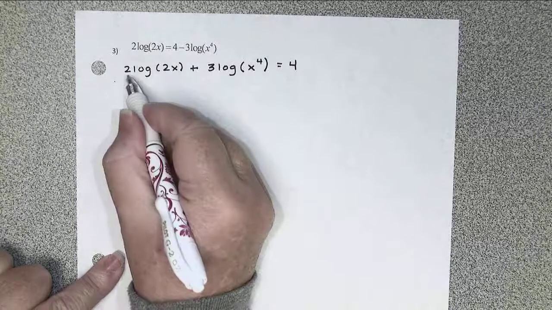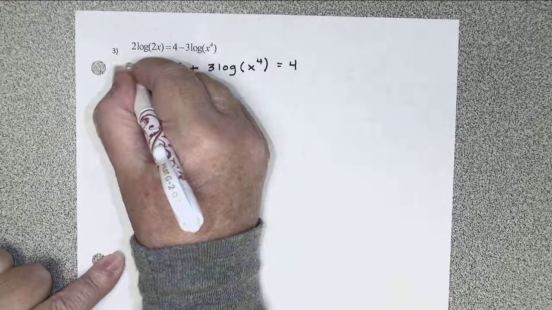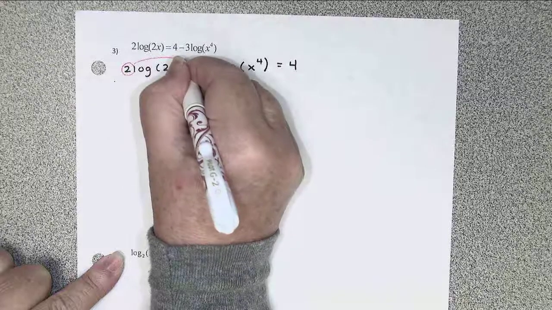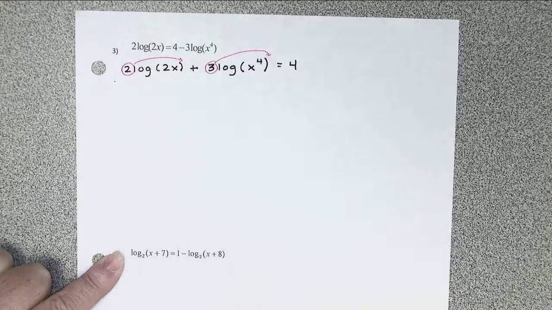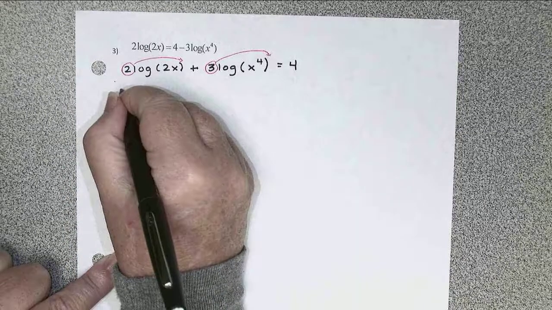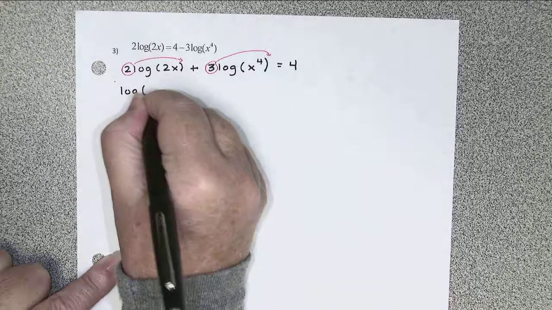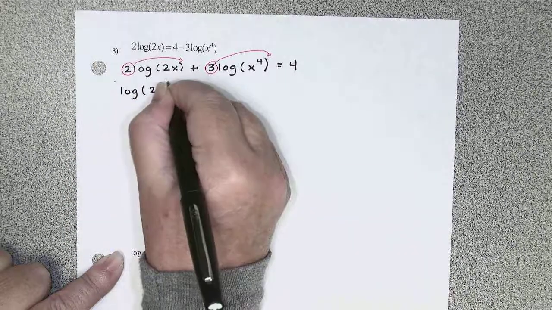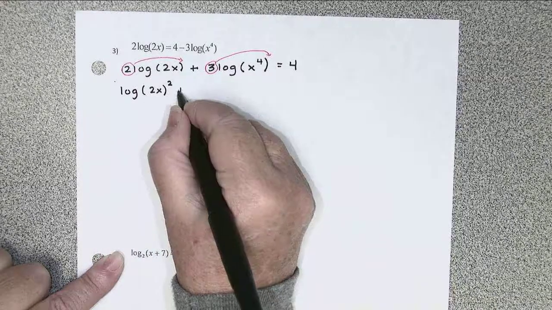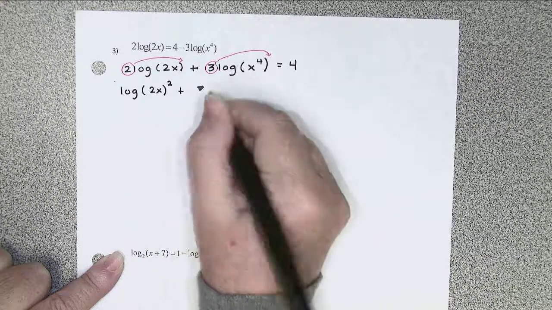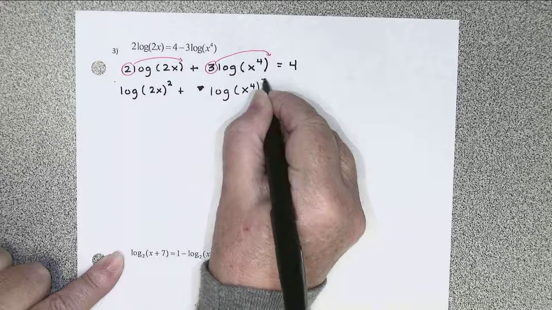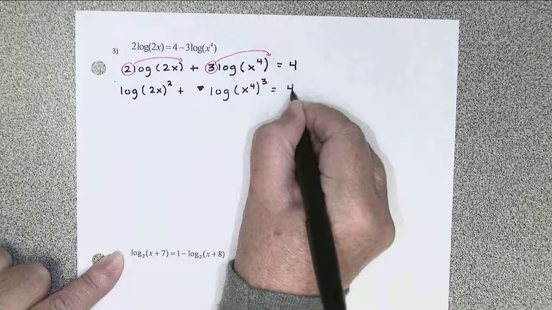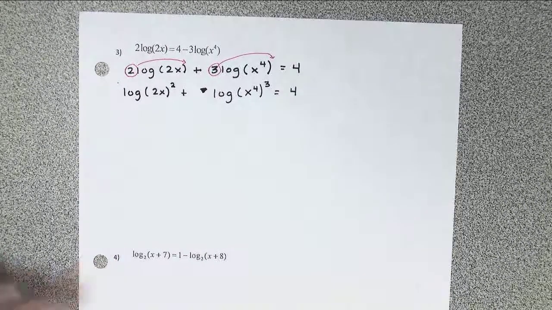All right, we do have multipliers again, so I've got to put those back up as exponents as part of my collecting process. So I'd have the log of 2x to the 2nd power, plus the log of x to the 4th to the 3rd power, equals 4.